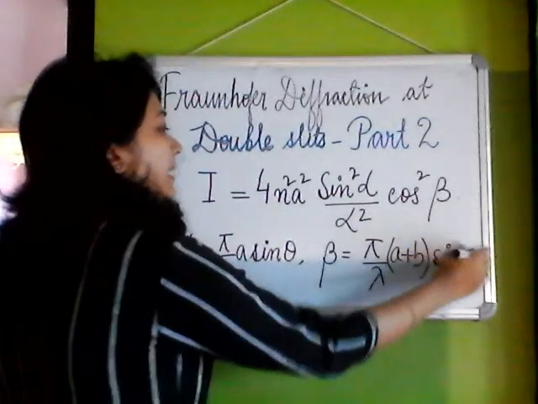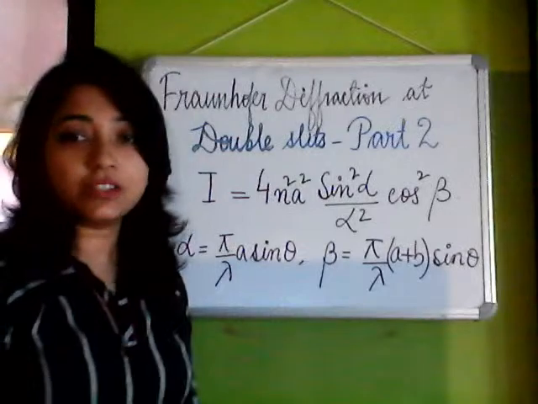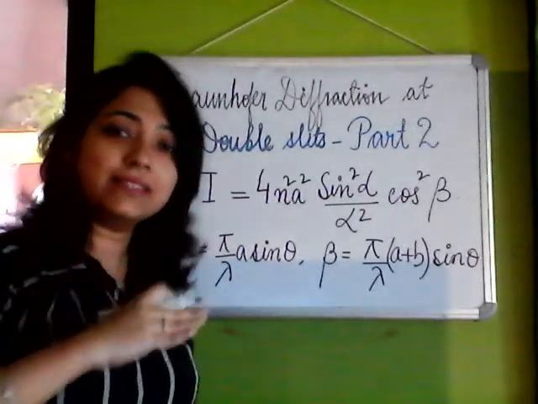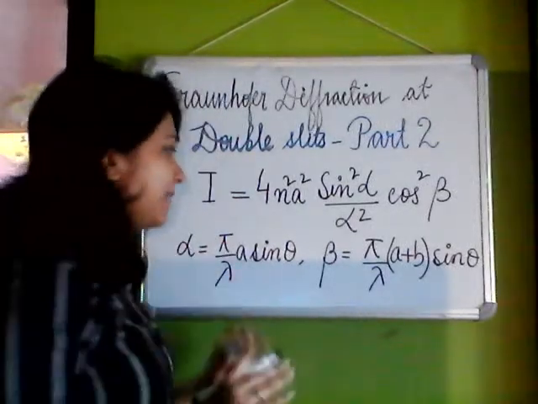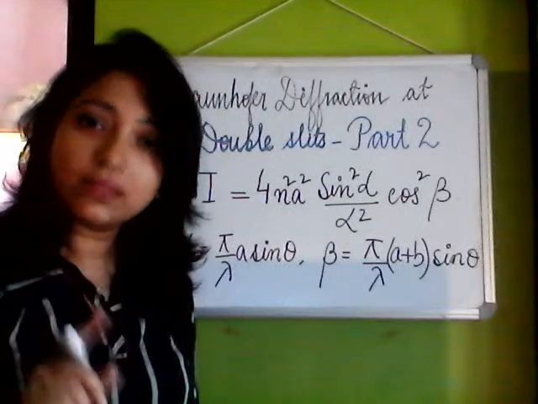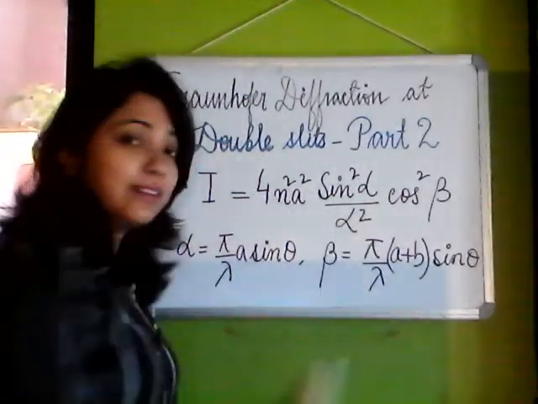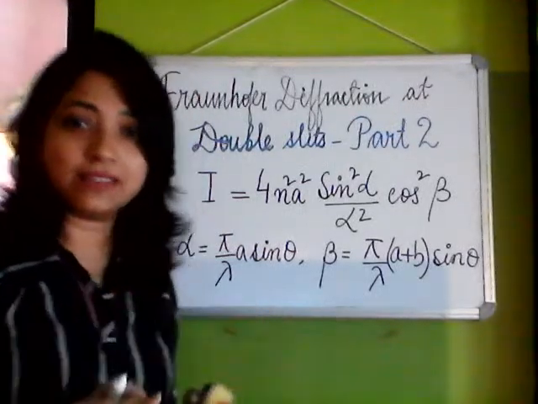Now, what is this theta? Theta is the angle by which the wave or the light ray has diffracted, has bent. Alright, and this dimension a is the slit width, whereas b is the distance between the two slits. This is what we had discussed, right?